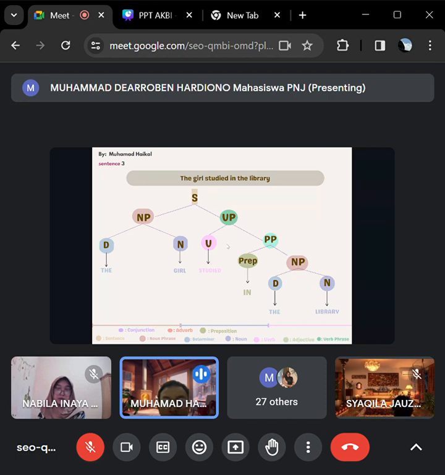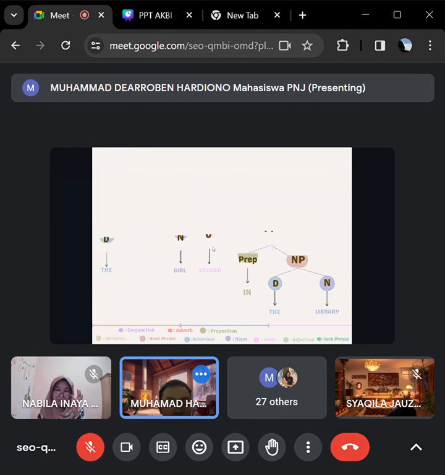The second branch is a verb phrase and consists of two branches, verb and prepositional phrase. Verb is "studied" and prepositional phrase consists of preposition "in", and noun phrase consisting of two branches, determiner "the", and noun "library". Next.